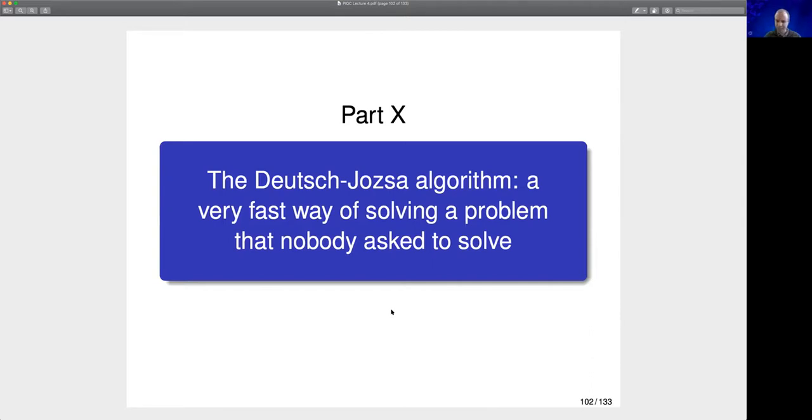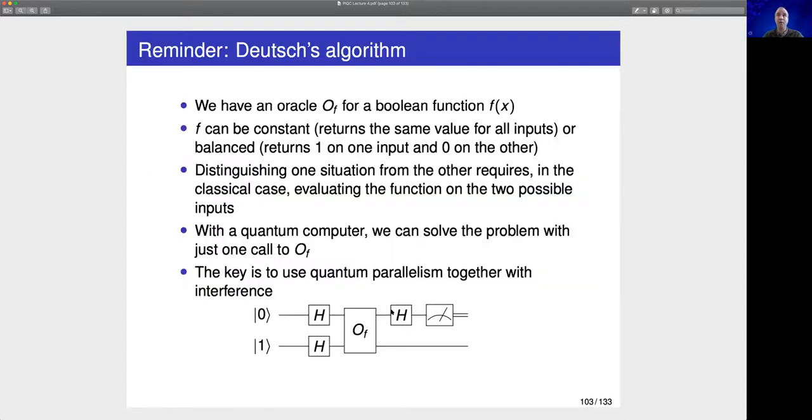Okay, so let's study one of these quantum algorithms, what is called the Deutsch-Jozsa algorithm, which is a generalization of the Deutsch algorithm that we studied last week. So just a quick reminder of what we did. Remember that we had this problem in which we were given an oracle for a Boolean function of one variable, and the problem was to determine whether it was a constant function or a balanced function. A constant function is one that always returns the same value, always 0 or always 1, while a balanced function returns 0 for one of the inputs and 1 for the other, okay?